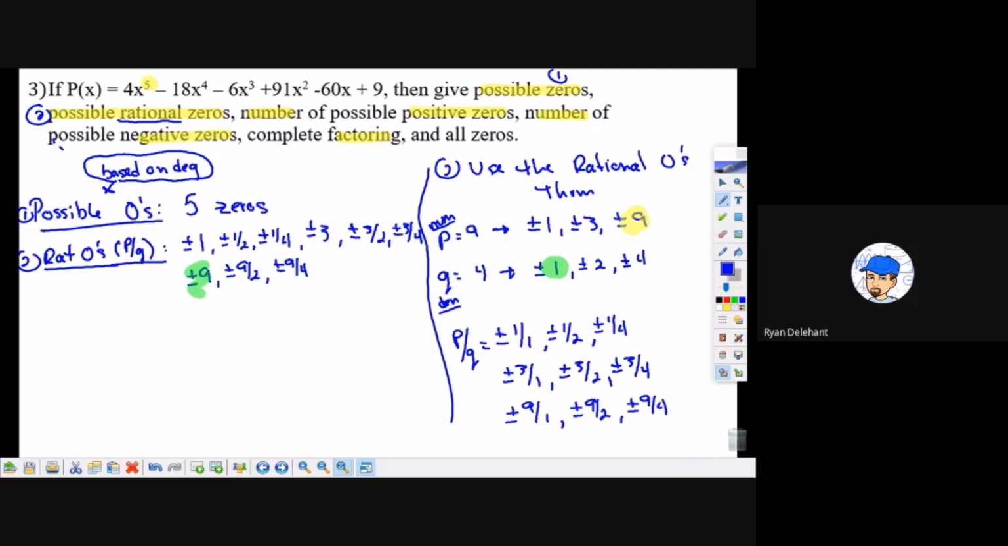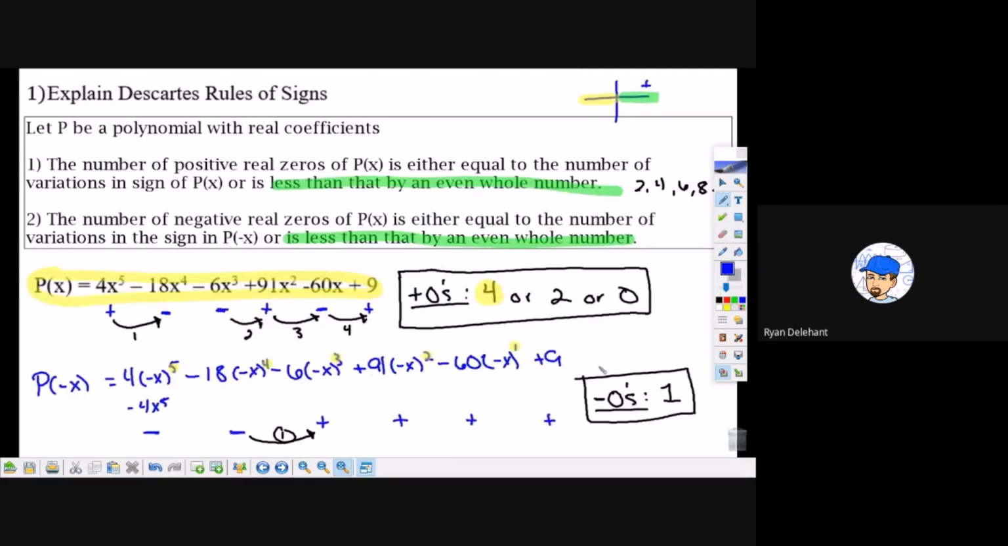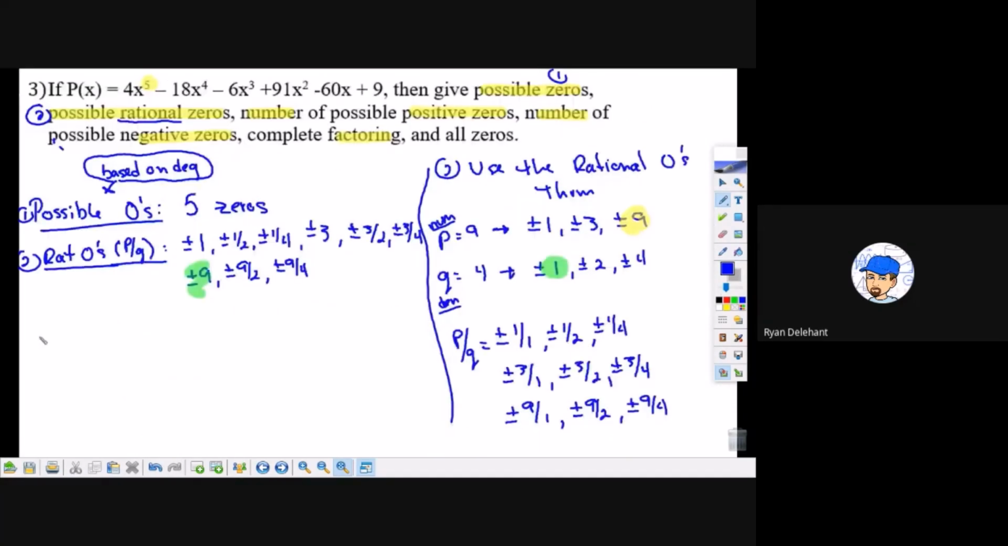Now, this is the same polynomial that I did this stuff for, because that's what the next question asks us. It asks how many positive zeros and how many negative zeros are possible. So I'm going to copy that here. This is 3 and 4. 3 was positive zeros, and we've already done the work for that. We saw that was 4 or 2 or 0. And number 4 was the negative zeros. We saw that was 1. Now these are the numbers we have to start testing, and we're looking for 5 answers.